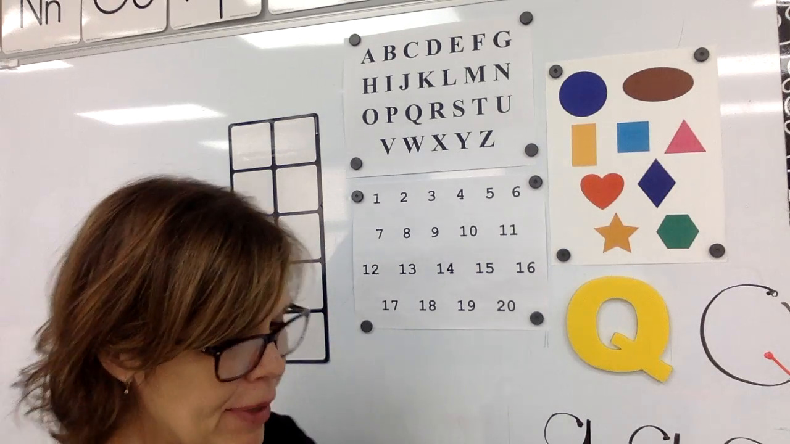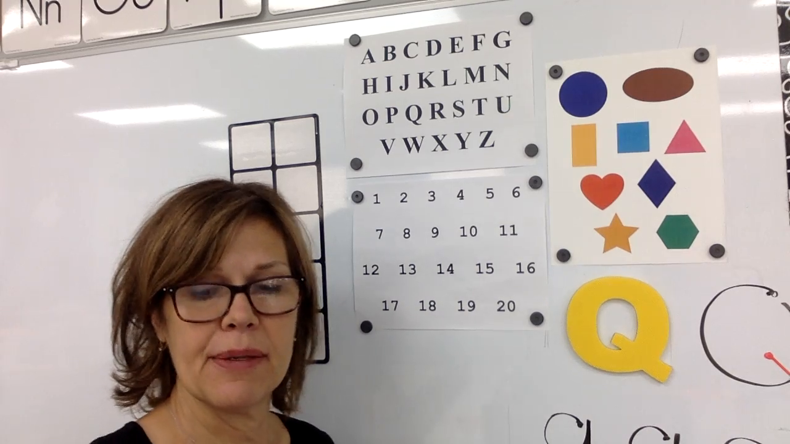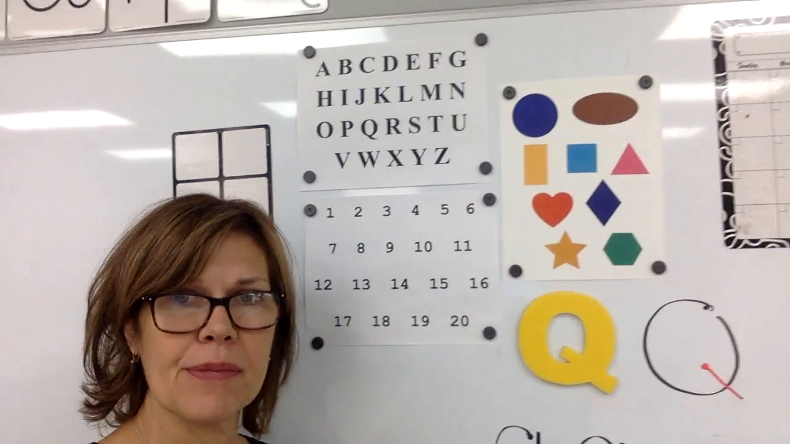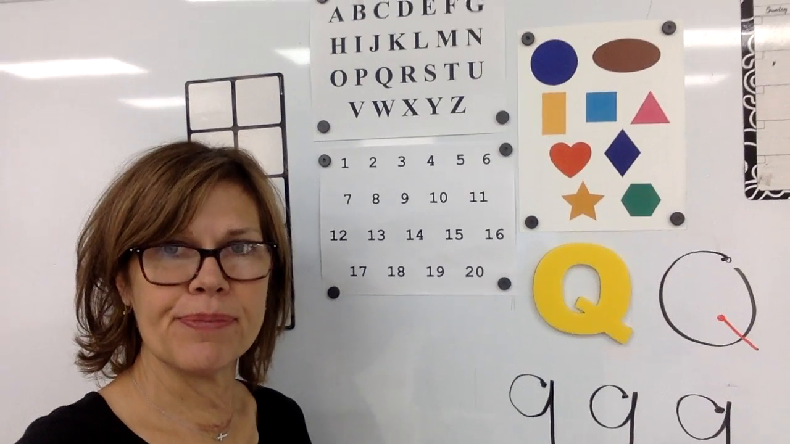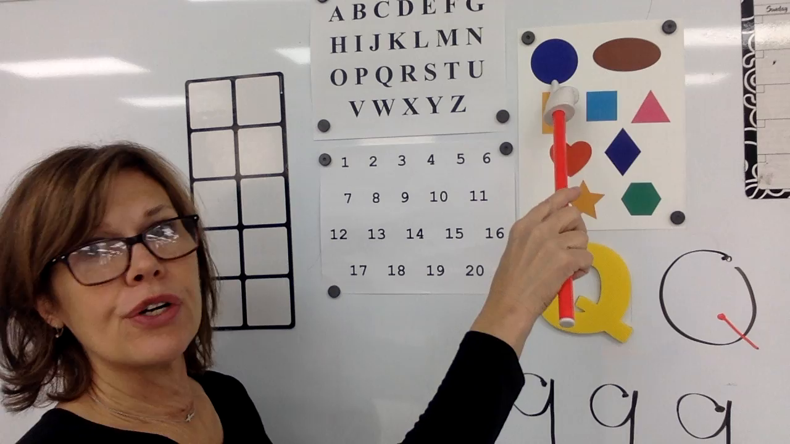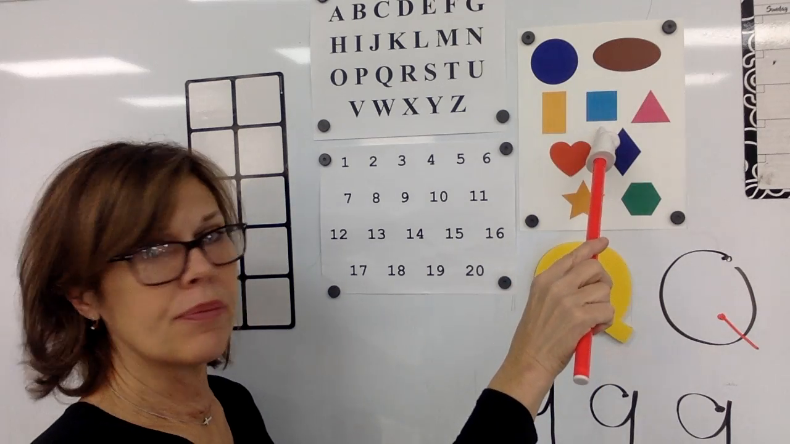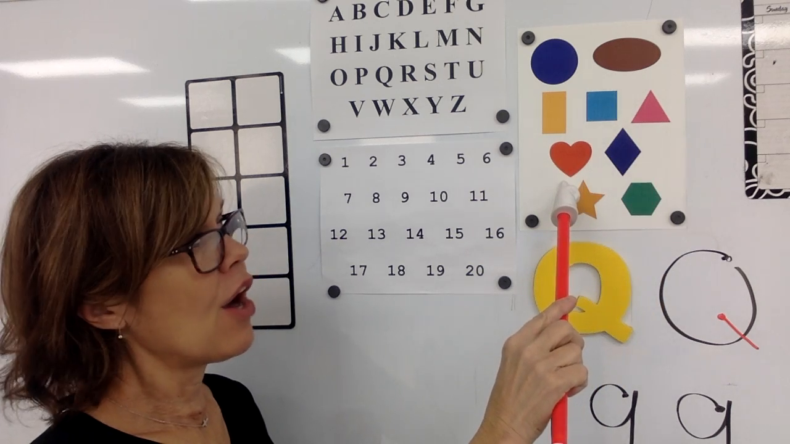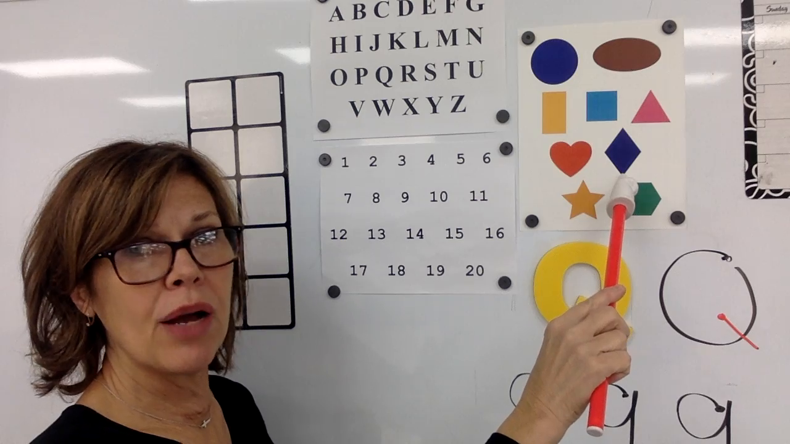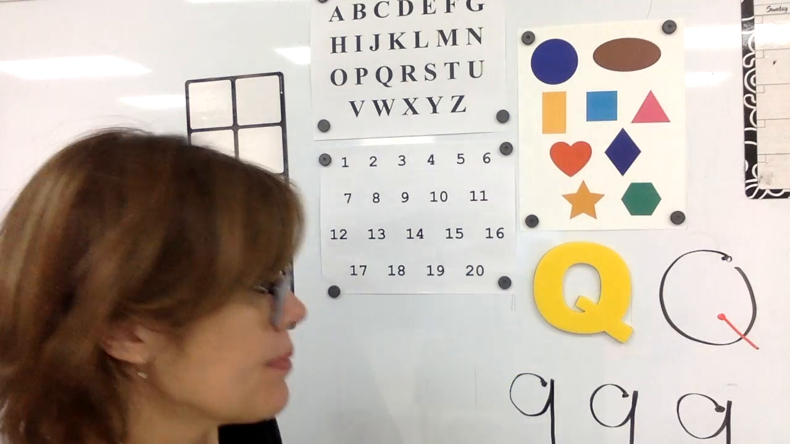Let's go up to the top and look at our shapes. When I point, you try to say them before me. Circle, oval, rectangle, square, triangle, heart, diamond or rhombus, star, and hexagon.